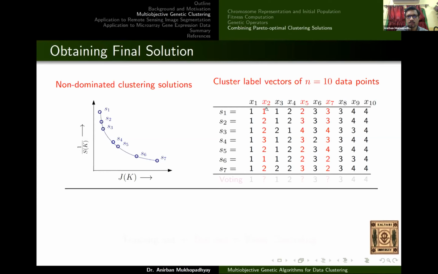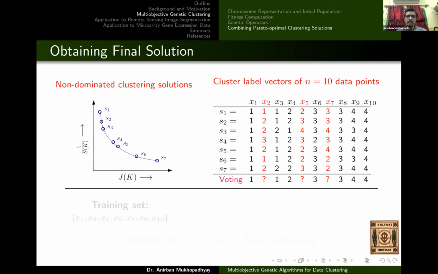But for point x2, 2 solutions are saying that it should go to cluster 1, 4 solutions are saying that it should go to cluster 2, and 1 solution is saying that it should go to cluster 3. But no particular cluster level is there for more than 4 solutions here. So we cannot immediately assign a cluster level for this point. This way we perform the voting, and for the majority cases we find out the final cluster level. But for some data points, we cannot immediately find the final clustering level of these points.